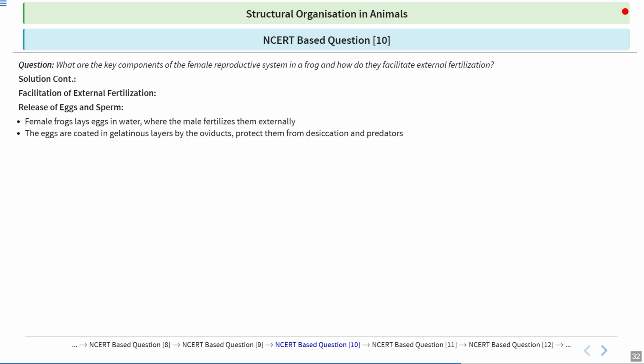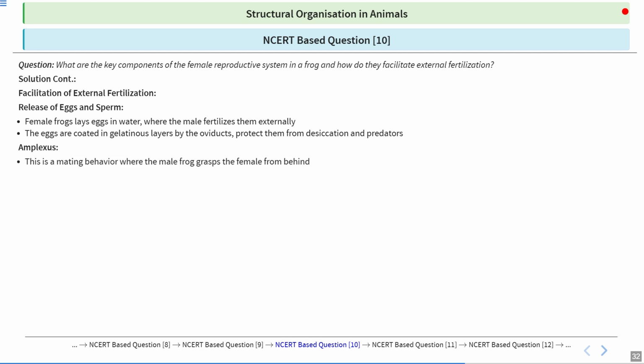The eggs are coated in gelatinous layers by the oviduct, which protect them from desiccation and predators. There are many predators that can be present in water, right? So for the protection of the egg, it is laid inside the jelly-like substance. And the sperms which are released from the male are capable of entering these eggs and doing the process of fertilization.